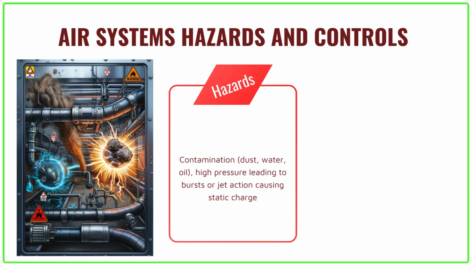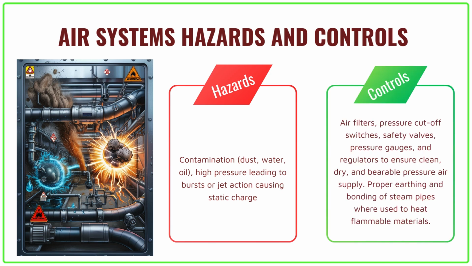Air systems. Air systems pose risks such as contamination from dust, water, or oil, and high pressure leading to bursts or jet action causing static charge. To mitigate these risks, implement air filters, pressure cut-off switches, safety valves, and pressure gauges and regulators to ensure a clean, dry, and bearable pressure air supply. Proper earthing and bonding of steam pipes used to heat flammable materials further enhance safety.